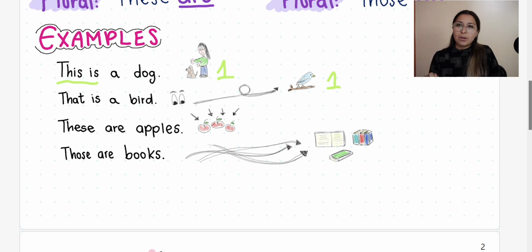The third example is the first one that indicates plural, and in this case we have these are apples. I have a lot of apples. Maybe I have them in my hands, on the table, but they are close to me.